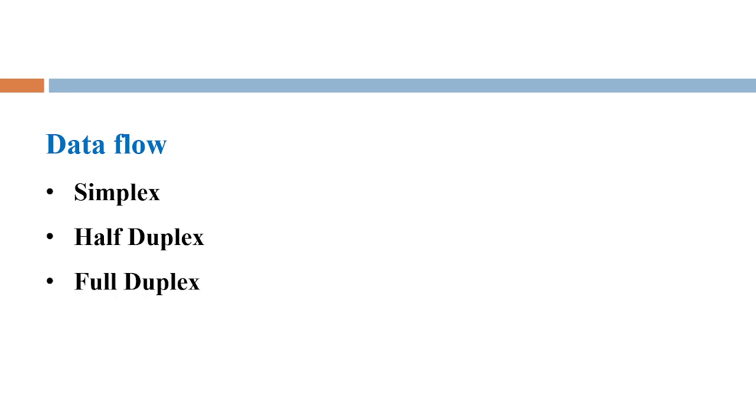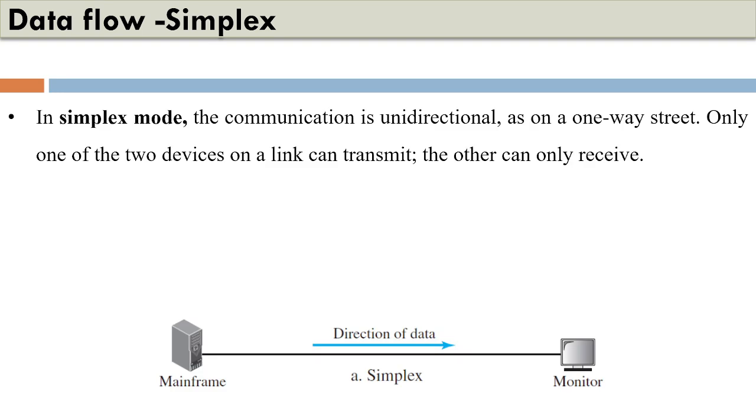Now let's move on to the data flow part of it. We'll be considering three: the simplex, the half duplex, and the full duplex. Now let's see what a simplex is. It is the simplest form of communication, and it is unidirectional in nature. That means it will be traveling from one side to the other side.